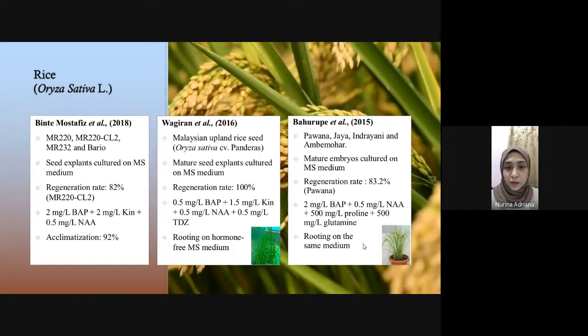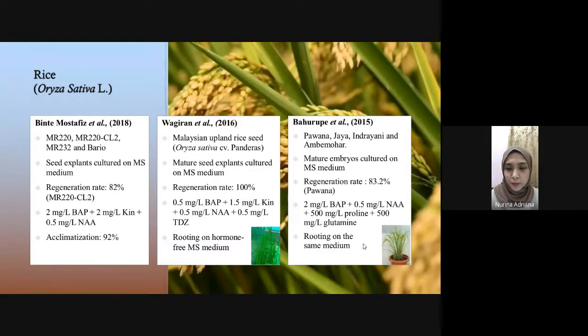Wagiran et al. 2016 used mature seed explants of Malaysian upland rice seed cultured on MS medium supplemented with BAP, kinetin, NAA, and TDZ, and they achieved a maximum regeneration rate of 100%. Rooting was done on hormone-free MS medium, and the picture shows the acclimatization of Malaysian upland rice seed.